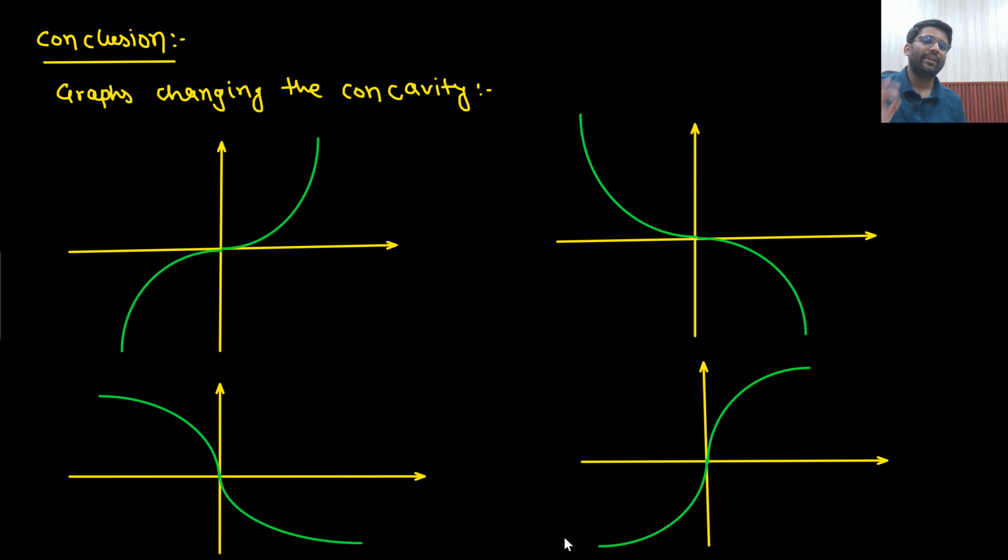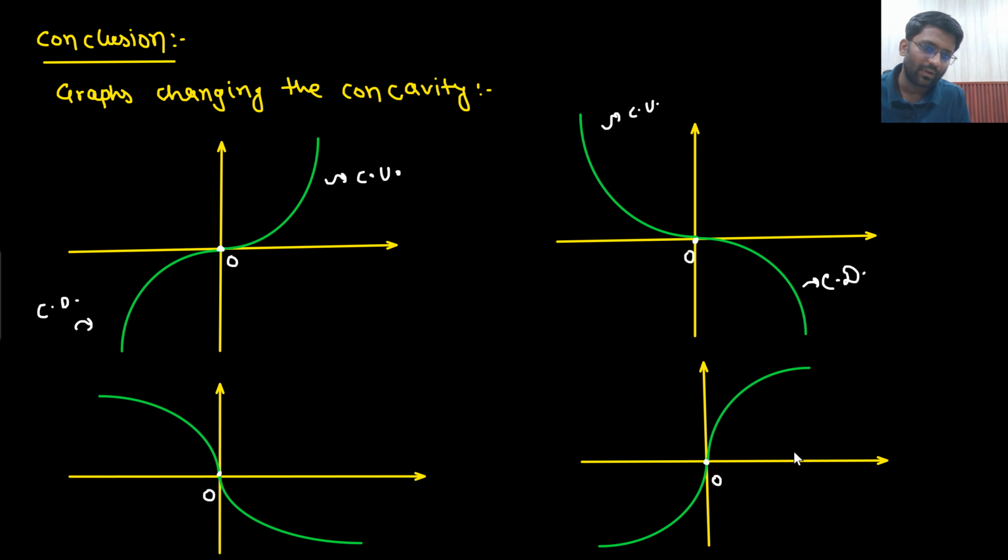Just talk about the d2y by dx2 sign here. Here the nature of the graph is changing, here also it is changing. So I am putting concave upward, this is concave downward, this is concave upward, and after that concave downward. This is concave downward, this is concave upward, this is concave downward, and this is concave upward. Talk about the nature of the slope.